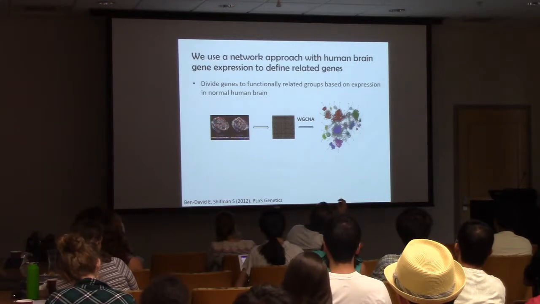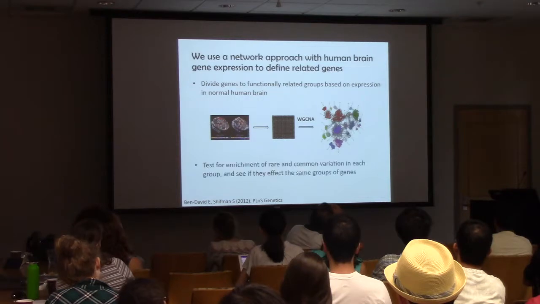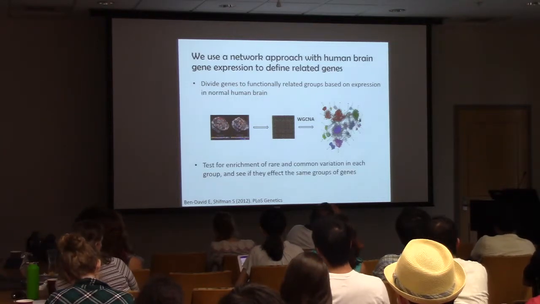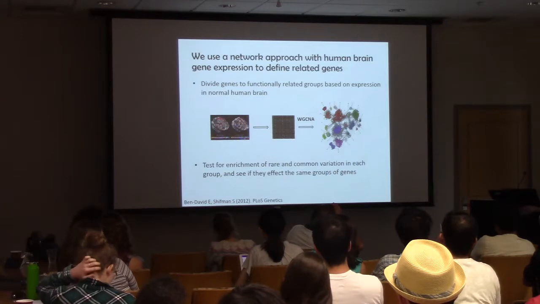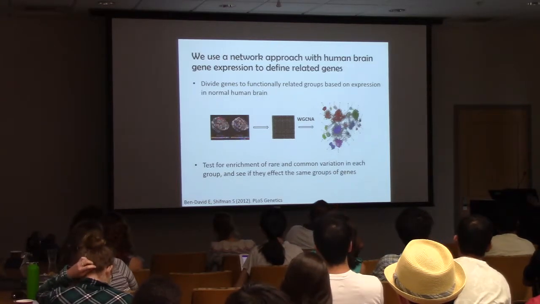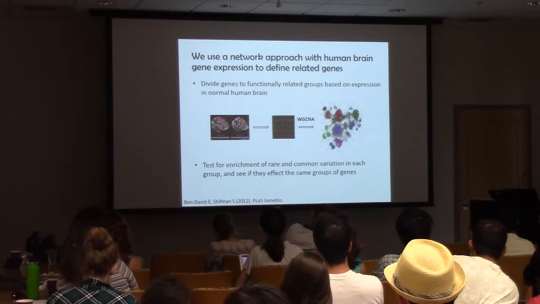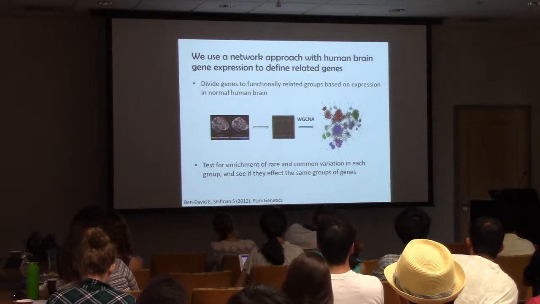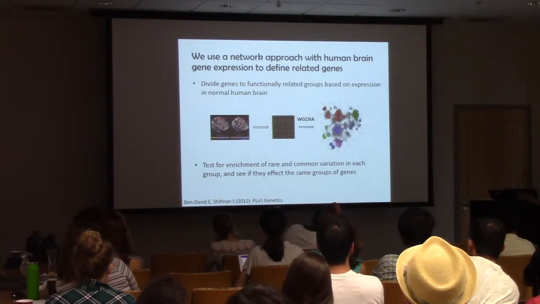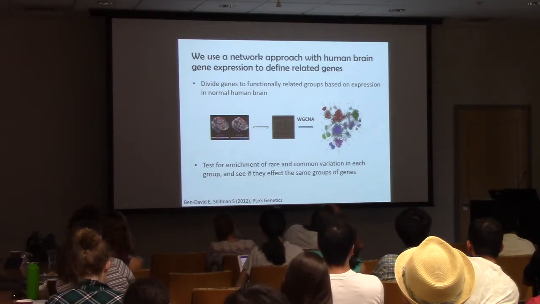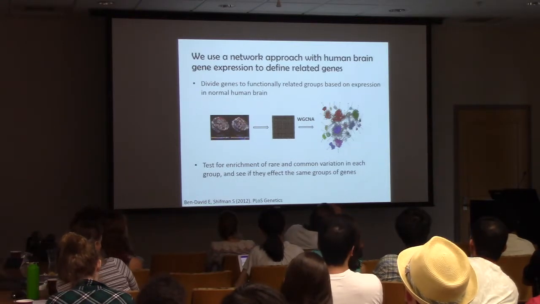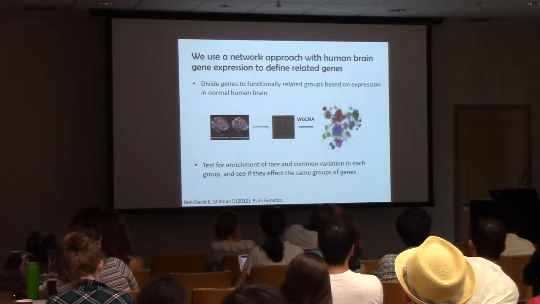As I wrote here, we use this approach to divide the genes into groups, into modules, and then to test the enrichment of rare mutations, and also common variants, in each one of those groups. We used an approach that was developed here at UCLA by Steve Horvath. It's called WGCNA, Weighted Gene Co-expression Network Analysis. I'm not going to go into the details of how you calculate it, but I just want to give you, in a very short way, the principle of this approach.